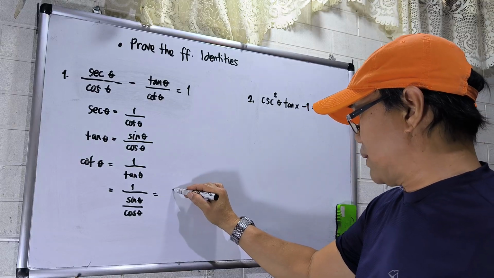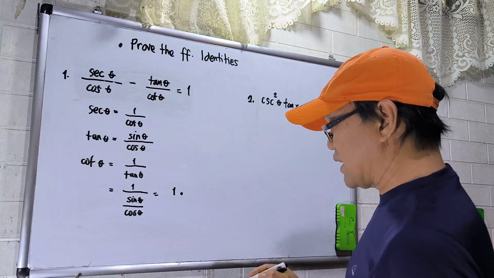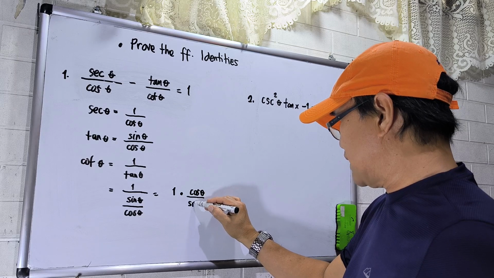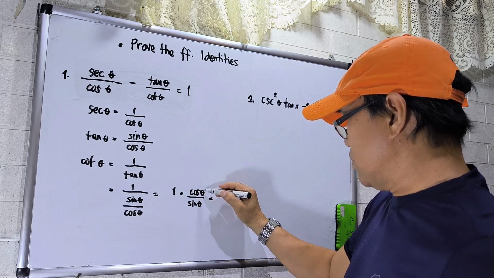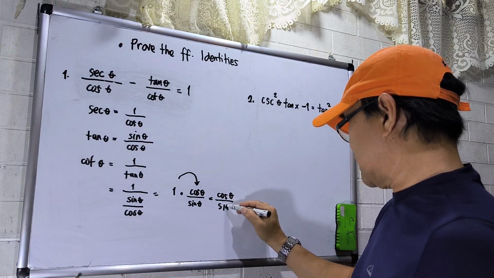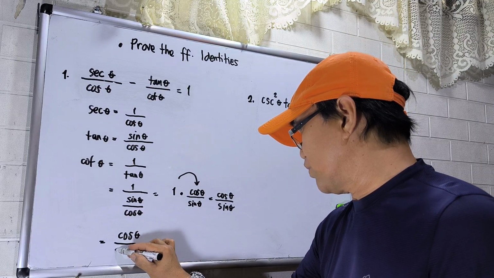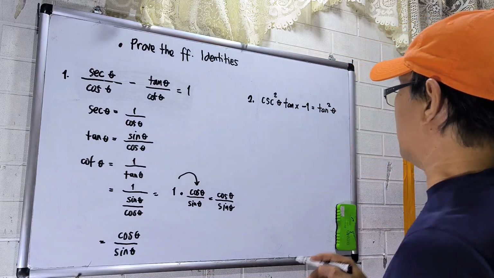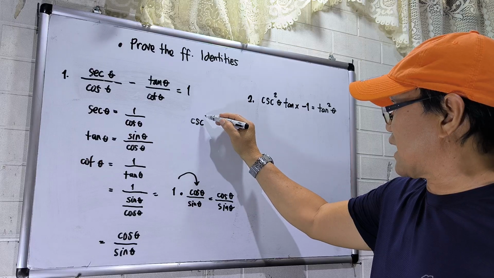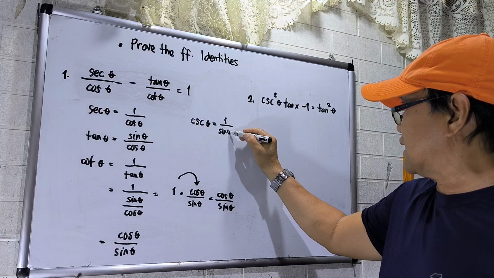To simplify, this will be 1 times the upside down of the denominator, sine theta over cosine theta. That will be cosine theta over sine theta. Therefore, cotangent theta is cosine theta over sine theta. Then, how about cosecant? Cosecant theta will be 1 over sine theta.